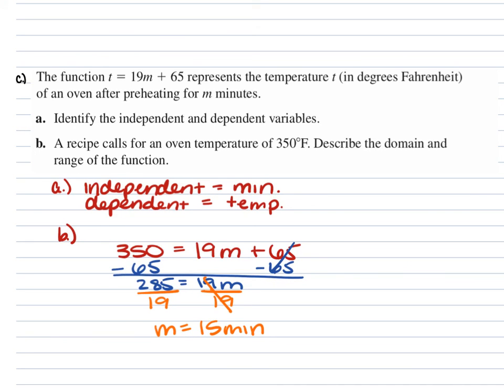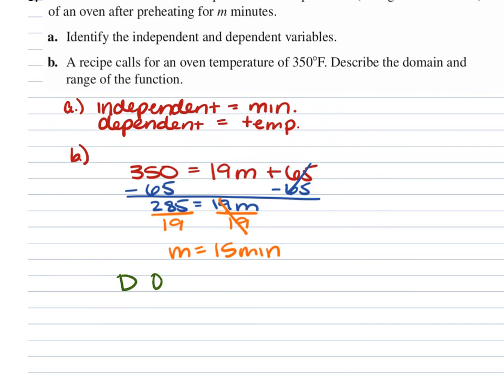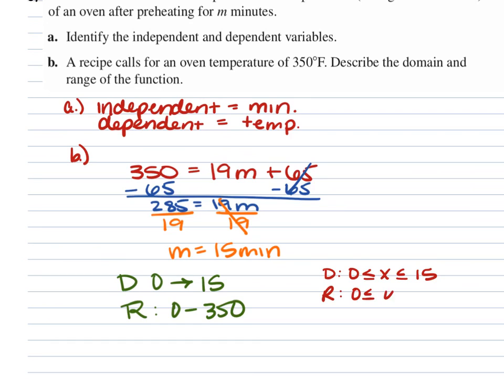So our domain is anything from 0 to 15. And then the temperature is going to go from 0 to 350. So in order to write this, we can say that the domain is 0 is less than or equal to x, which is less than or equal to 15. And our range, we have 0 is less than or equal to y, which is less than or equal to 350 degrees.